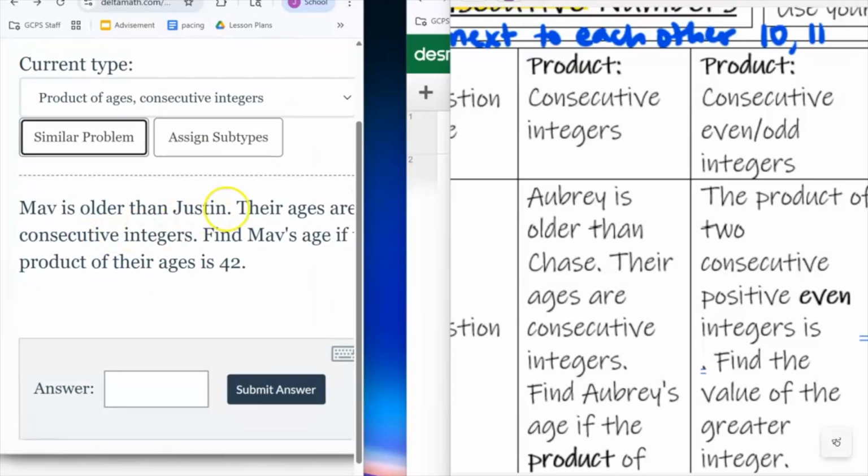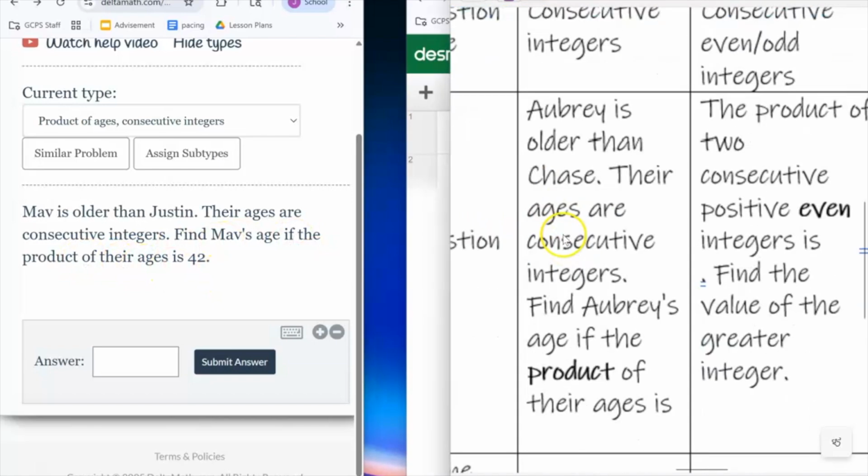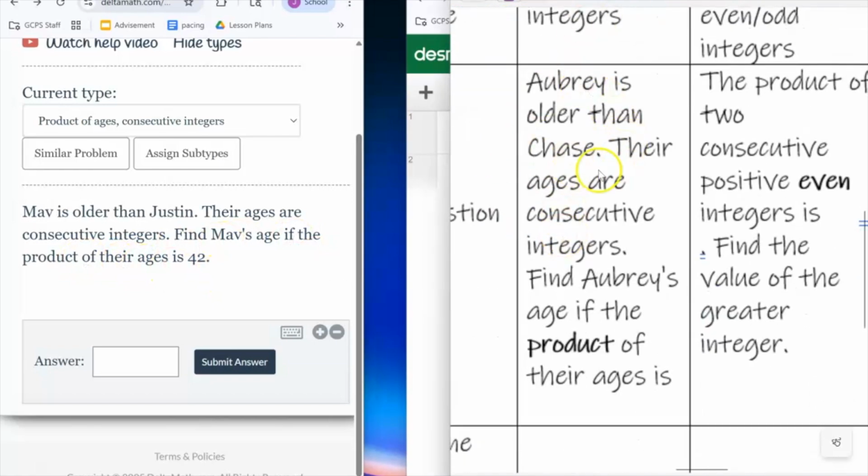All right, so older than Chase. Their ages are consecutive integers. That means if one is 10, the other is 11. Find Aubrey's age if the product of their ages is, and I'm going to fill this out, 42. This way I can fill this out without having to write. The only thing that's going to change here is this number and whether Aubrey is older or younger. And I'm going to deal with both just so that whatever you're going to get is fine.